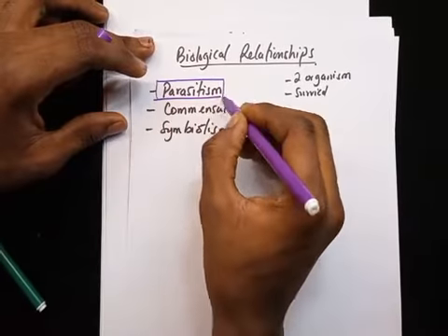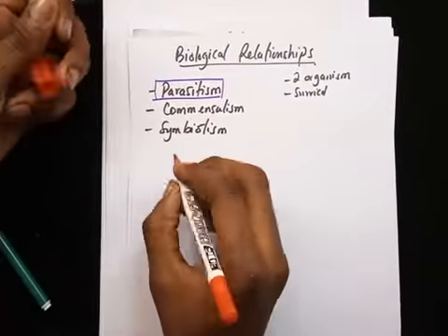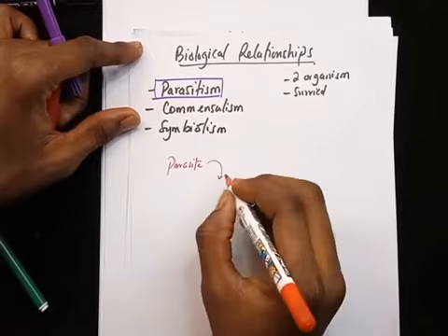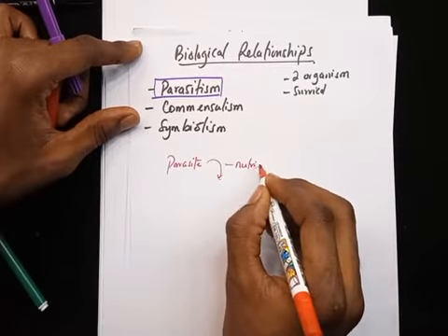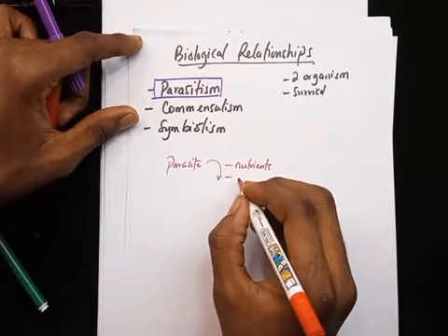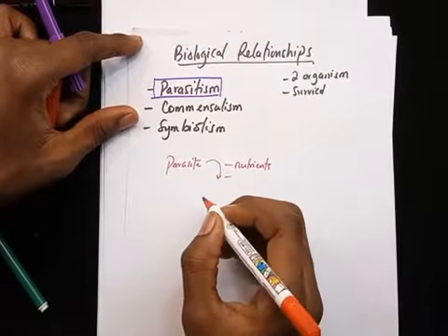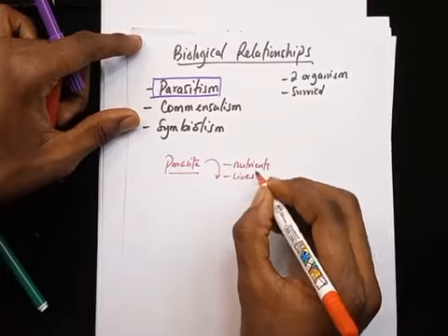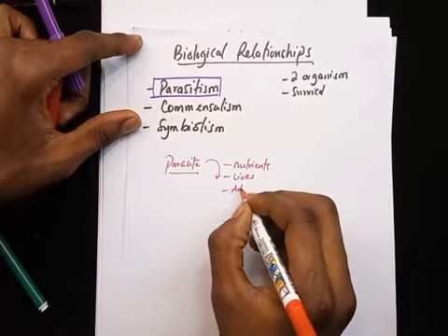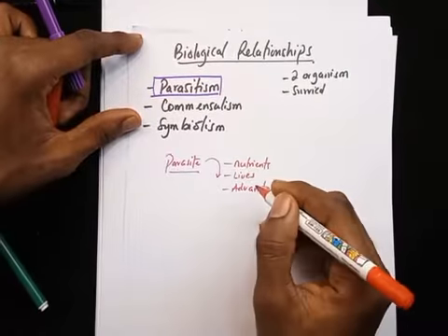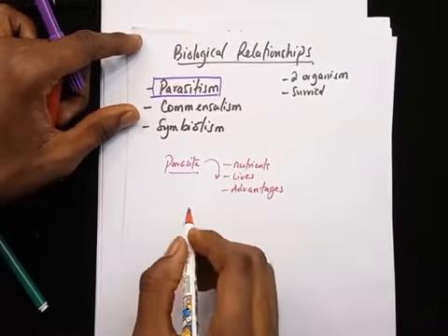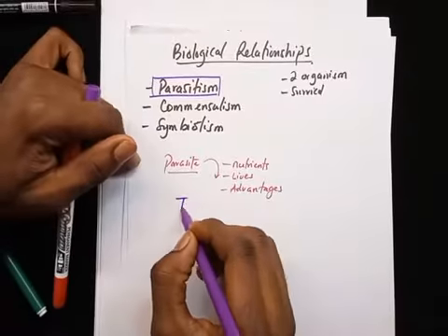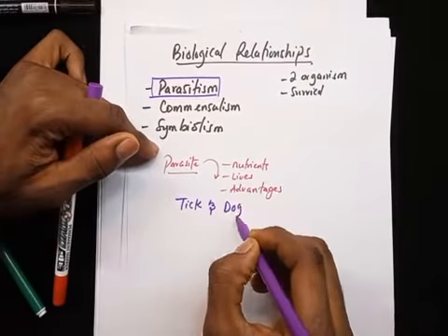So what is parasitism? That word is derived from the word parasite. So a parasite is an organism that lives on another organism, getting nutrients, protection, and other advantages at the detriment of the other organism. So a parasite is an organism that lives on an organism, getting nutrients, protection, and other advantages. Getting nutrients and other advantages at the detriment of the other organism. A very bad example of a parasite is what? Ticks and dogs.